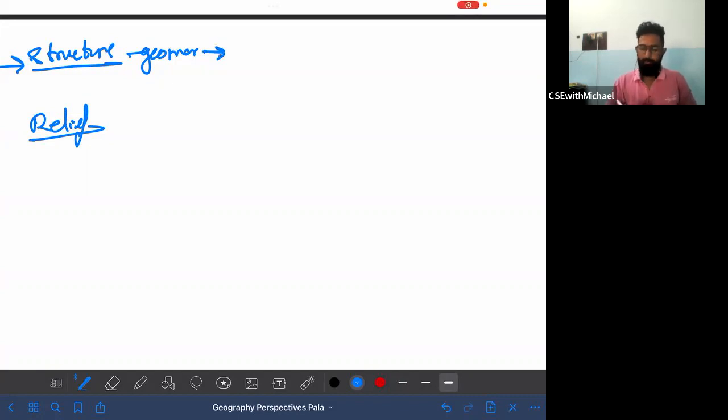Okay, no? Elaborate here. So basically, structure can be understood in two ways. In a minimal meaning, structure talks about lithology.